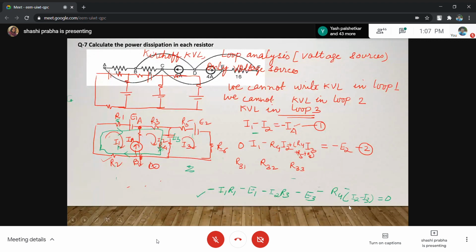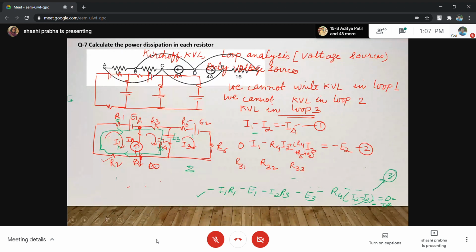R2 is also left out. Minus I1 R2. This one, the green one. So this will act as our third equation.